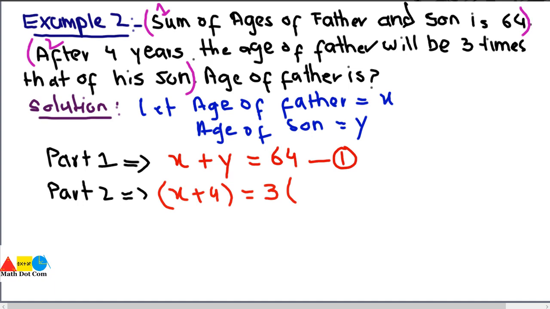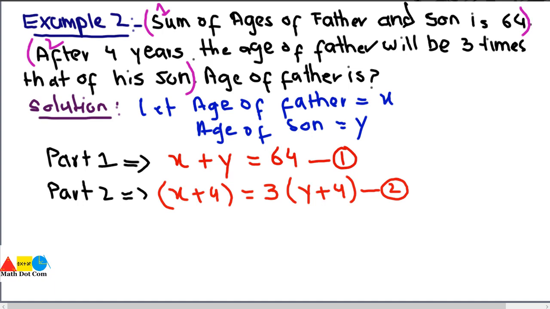Son's age is y, and we have to add 4 to the son's age as well, because we are talking about after 4 years. So the ages of both the persons will change. So it will also be y plus 4. This is equation number 2. So this is what you actually have to do in order to solve this question.